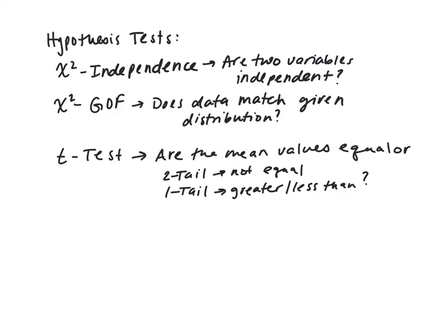So just a brief review of the 3 hypothesis tests that we looked at. We talked about the chi-squared test for independence. So are the two variables given independent of each other? We also looked at the chi-squared goodness of fit test. Does the data collected match whatever the given distribution that we're looking at is? And then today we talked about the t-test. So are the mean values of your data equal, or if it's a two-tailed t-test, are they not equal? If it's a one-tailed t-test, is one greater than or less than the other? So this has been hypothesis testing.